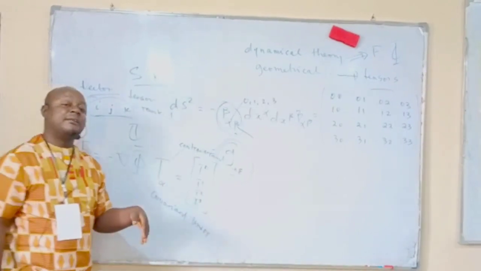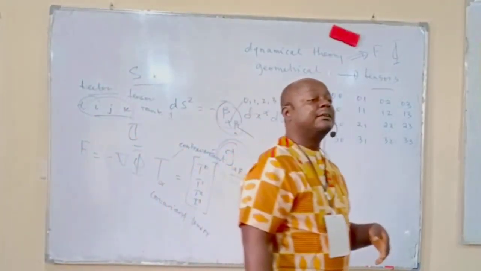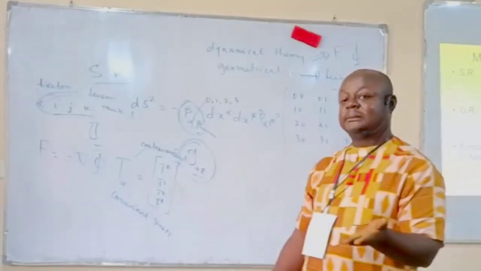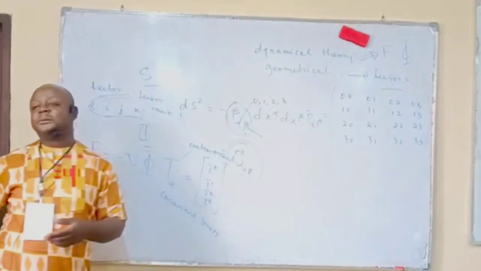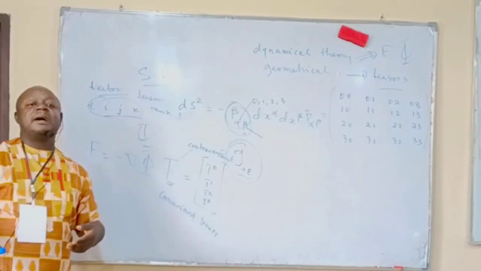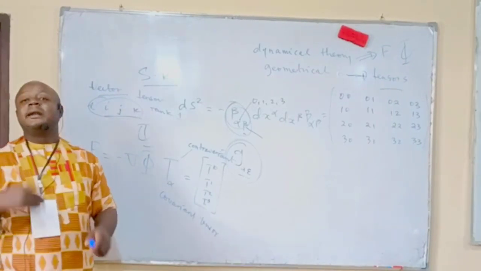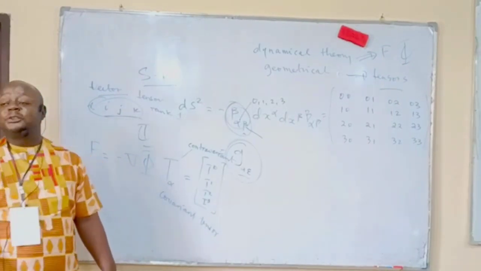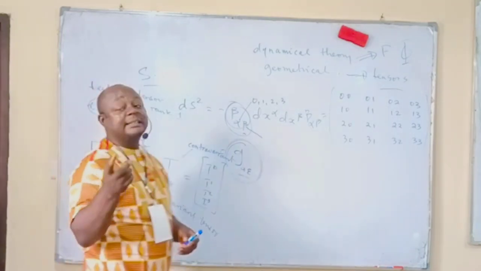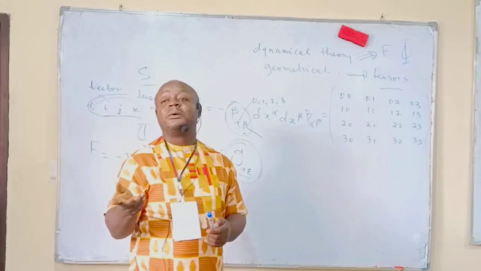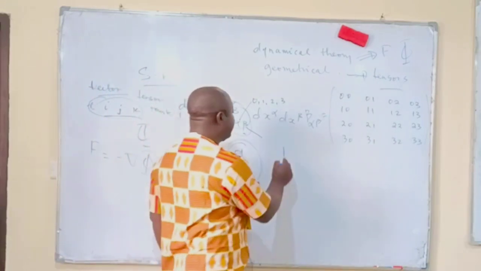There's also a tensor of rank 0. A tensor of rank 0 is a scalar quantity. A scalar quantity is a tensor of rank 0. A vector is a tensor of rank 1. And then when you go beyond that, you have a tensor of rank 2. You have a tensor of rank 3. Actually, we are going to see tensors of rank 4, what we call the Riemann-Christoffel tensor.